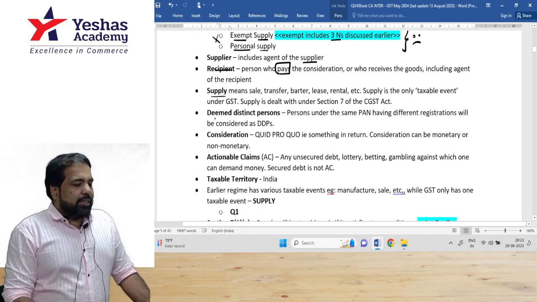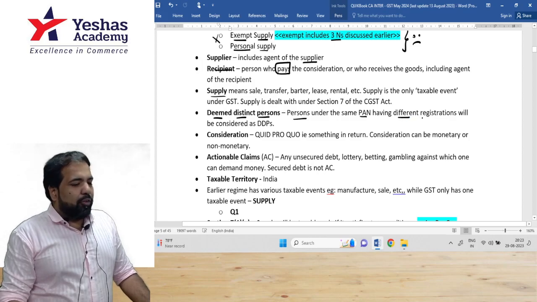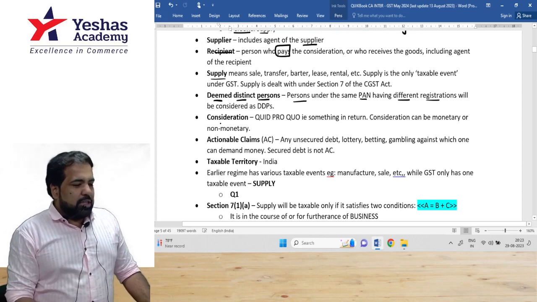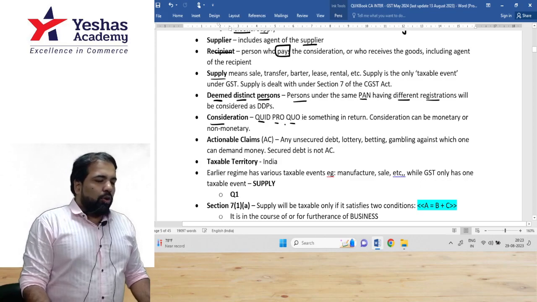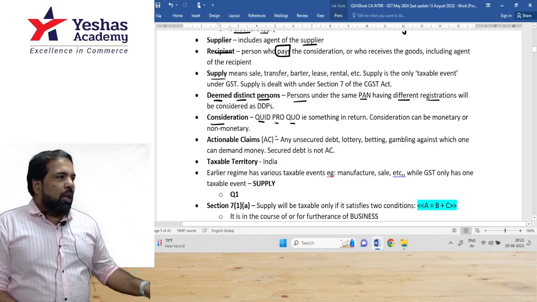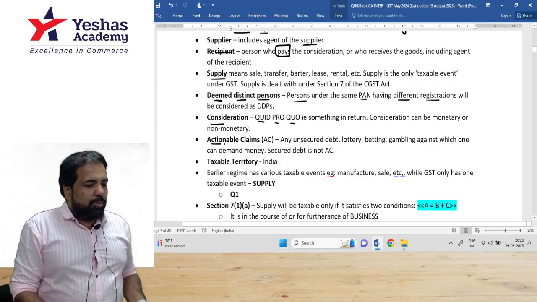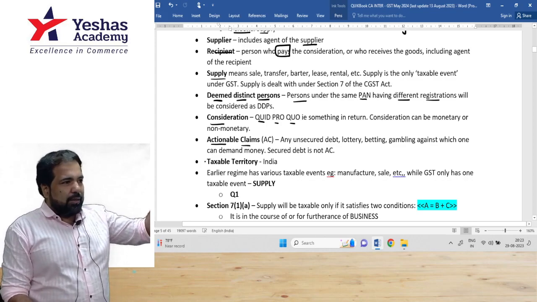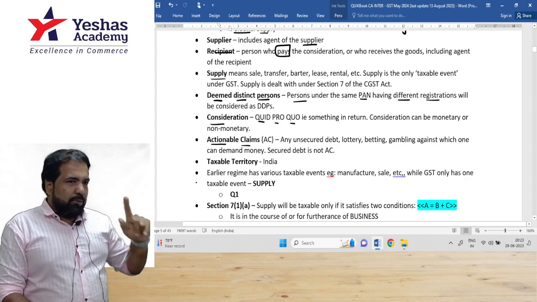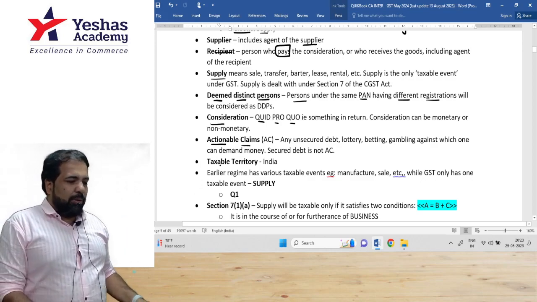What are deemed distinct persons? Persons under the same PAN and having different registration. Consideration means any quid pro quo. Guys, does it have to be always monetary? No. Virat Kohli shooting an ad for Audi. Yes, excellent. Actionable claim means a claim where you can demand some money. Unsecured debt is an actionable claim. Lottery, betting, gambling are also actionable claims.